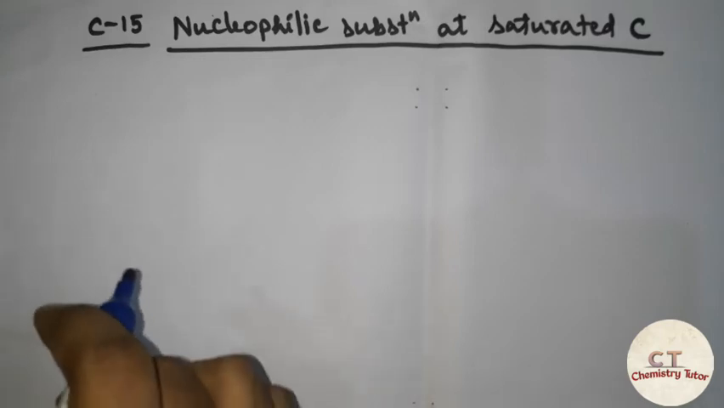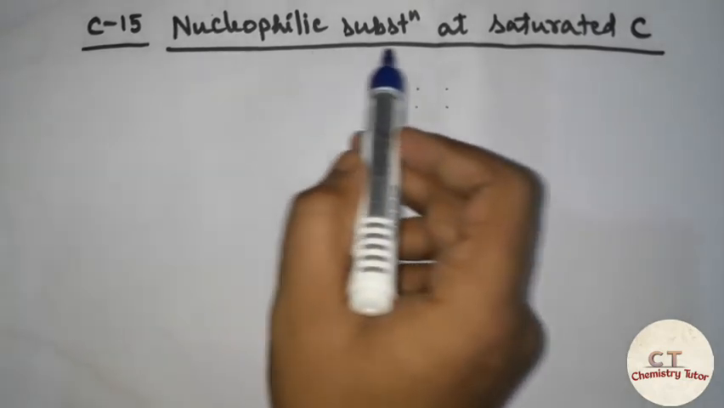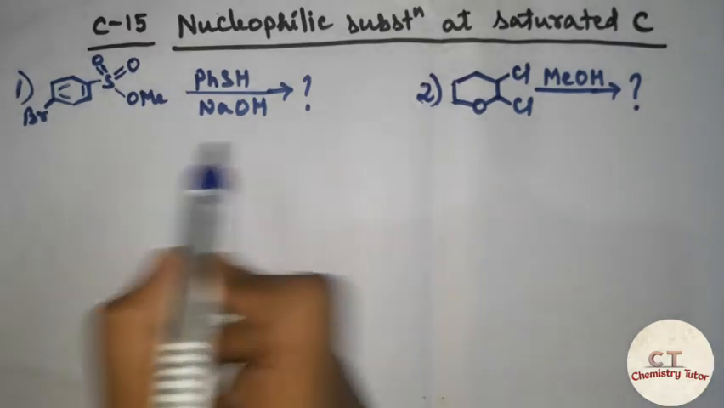Today I'll be discussing certain new examples from chapter number 15 of Clayden book, Nucleophilic Substitution at Saturated Carbon. Now let us begin with two easy problems.